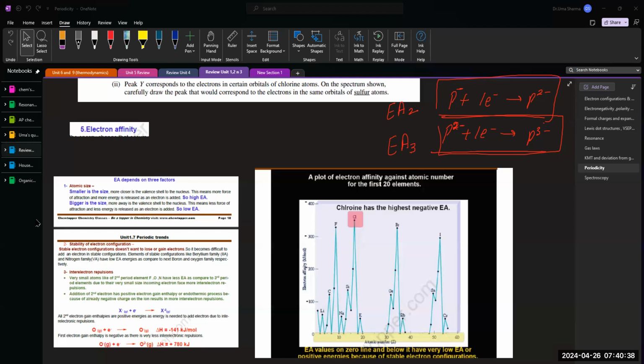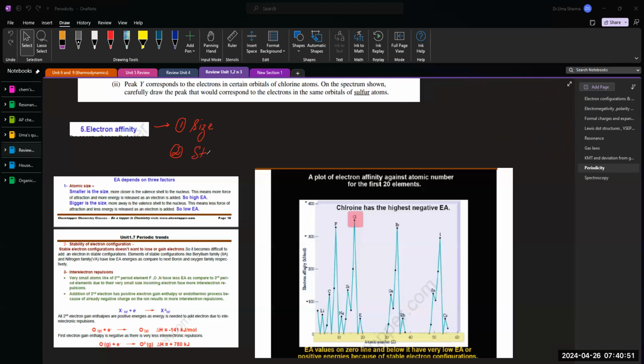Now, again, electron affinity depends on two factors. One factor, size. Second factor, the same factor as ionization energy, stability of electron configuration. So you can see the graph with some exceptional behaviors, and I'm going to discuss that.